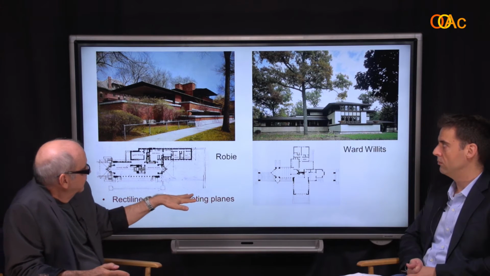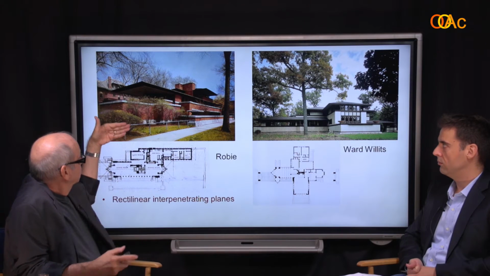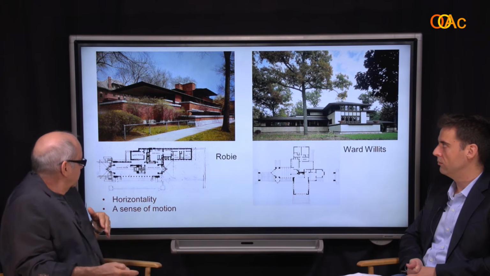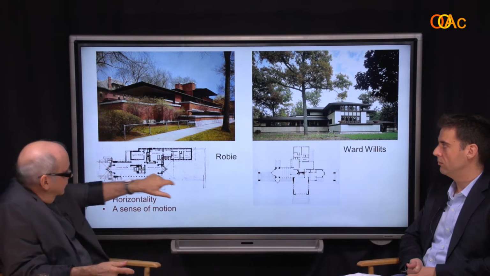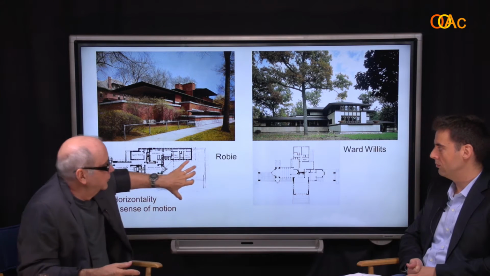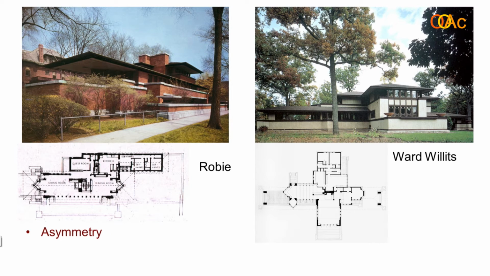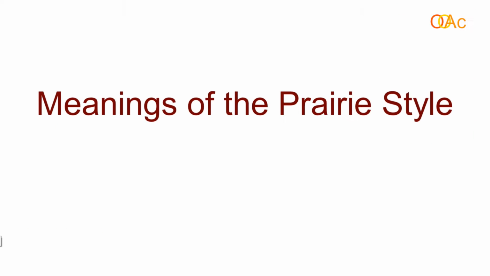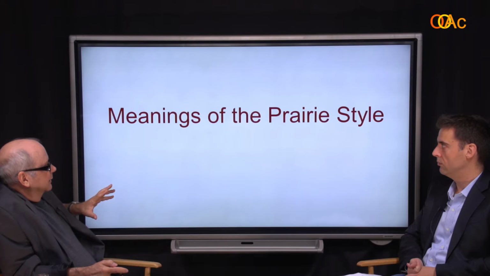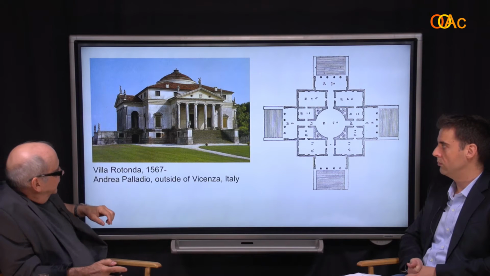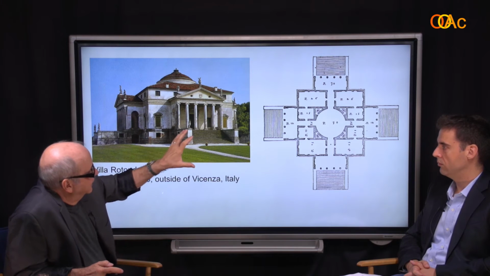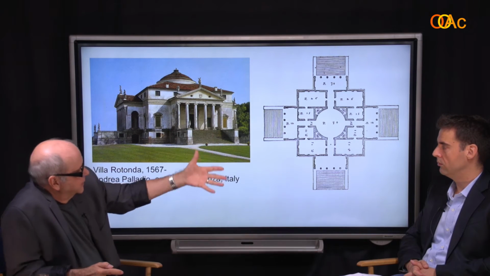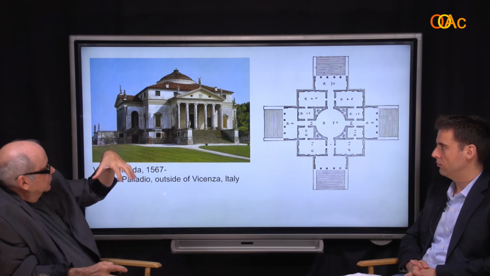Rectilinear interpenetrating planes, these walls sliding by each other. Horizontality, a sense of motion. There's even a point here, the prow of a ship moving across the prairie. Asymmetry. So what is the meaning of this? We're going to go into this in some detail as the course unfolds, but here we identify Palladio with humanism. The human being is the central and most important thing, separate from and above nature.